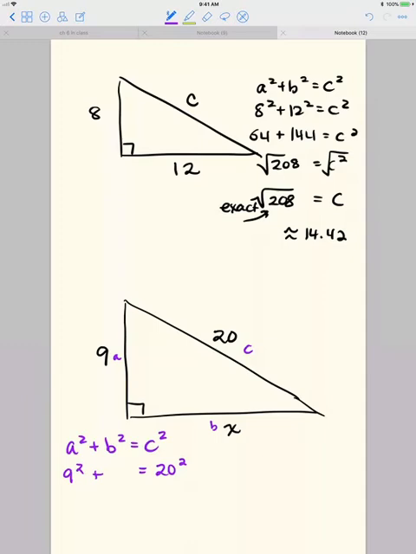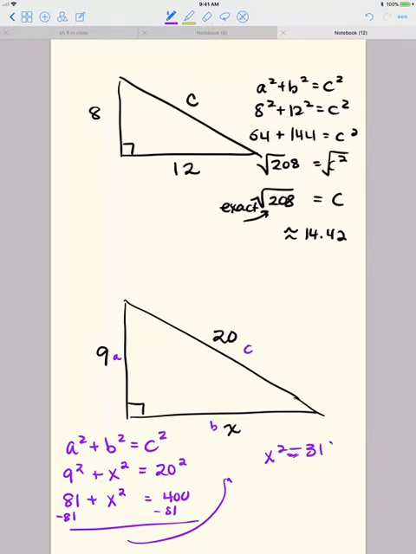So if I square 9 and then I square my hypotenuse, I get 81 plus my missing side squared equals 400. Now, instead of adding them together, I'll subtract the 81 and get x squared equals 319, and so x is the square root of 319, which is approximately 17.86. It should be less than 20 because 20 is the hypotenuse, the longest side in a right triangle. So less than 20, we're good with that. And again, the square root of 319 is exact, and the 17.86 is approximate.